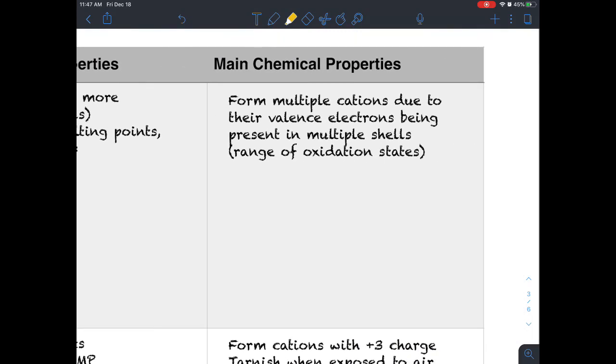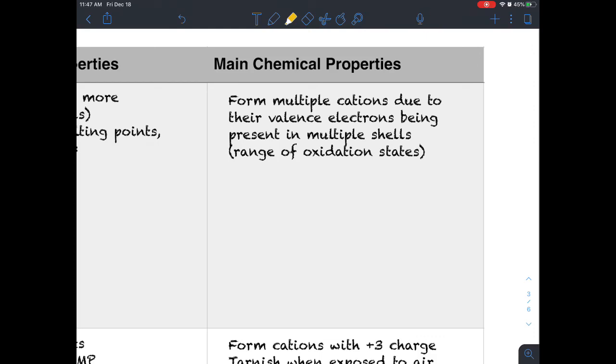Some of the major chemical properties are that they'll form multiple cations due to their valence electrons being present in multiple shells. What I mean by that is most of them are going to have an S block, and then they have the D block. So the S block electrons get taken, and then the D block elements can also start to be removed. So that's what I mean by having their valence electrons in multiple shells.